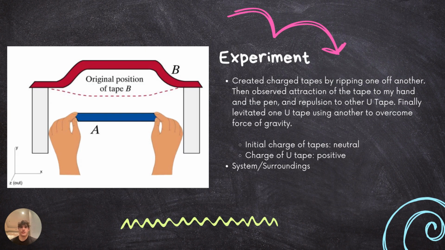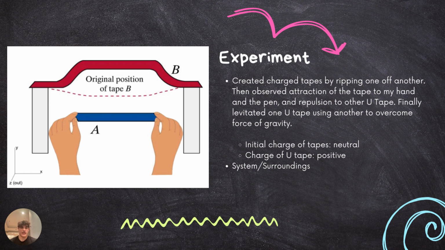For the experiment, I created charged U-tapes by ripping the U-tapes off another piece of tape surface. I then observed the attraction of the tape to my hand and the negatively charged pen, and repulsion of the U-tape with another U-tape. Finally, I levitated one U-tape using another to overcome the force of gravity on tape B with the repulsive electric force from tape A.